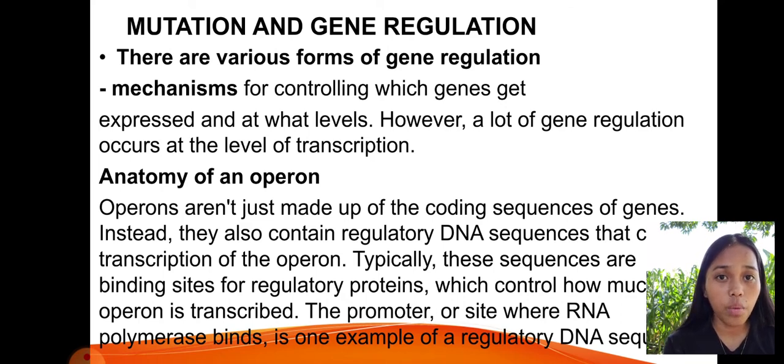Anatomy of an operon. Operons aren't just made up of the coding sequence of genes. Instead, they also contain regulatory DNA sequences that control transcription of the operon. Typically, these sequences are binding sites of regulatory proteins which control how much the operon is transcribed. The promoter, or site where RNA polymerase binds, is one example of a regulatory DNA sequence.